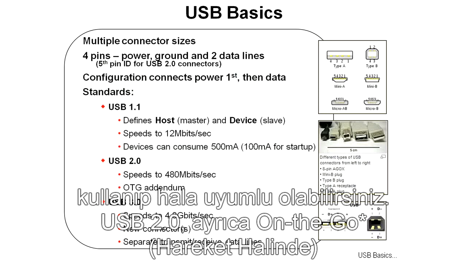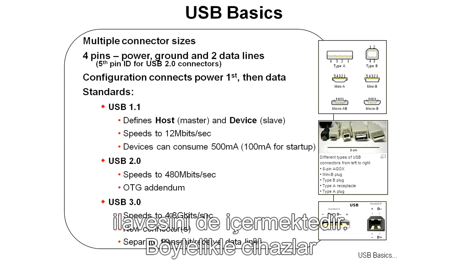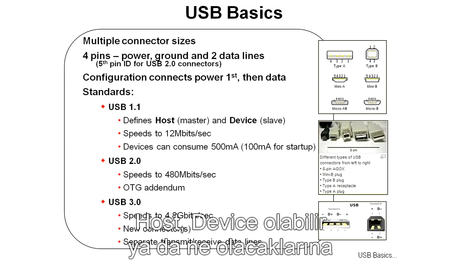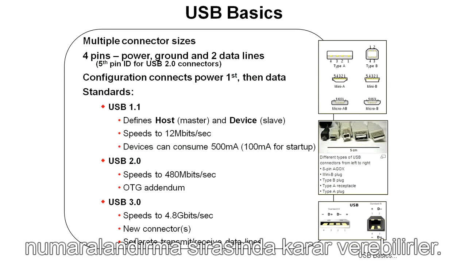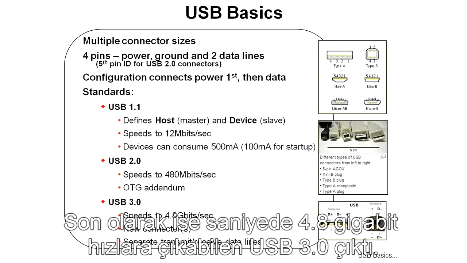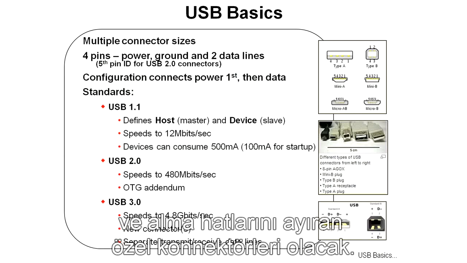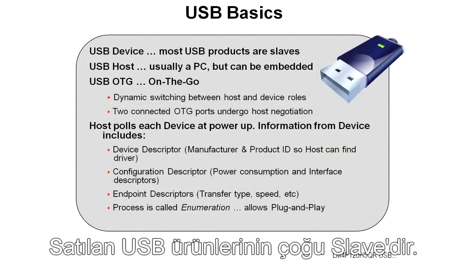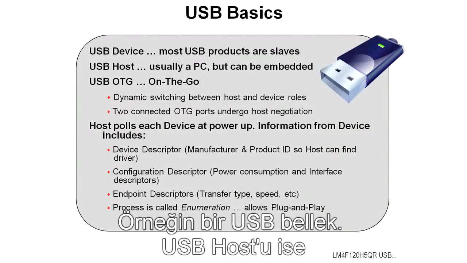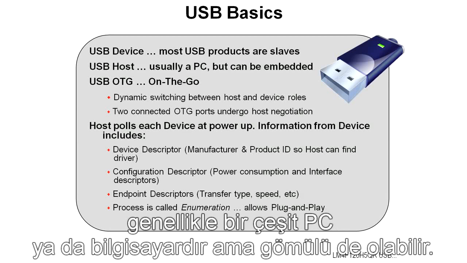USB 2.0 also includes the on-the-go addendum, where devices can be host, device, or they can decide which they're going to be during enumeration. New out there is USB 3.0 with speeds to 4.8 gigabits a second. Of course, they're going to have new connectors to support that, with split up data, transmit and receive data lines. Most USB products that are sold are slaves, for instance, a USB flash drive. A USB host, normally that's some kind of a PC or computing device, but it can be embedded.